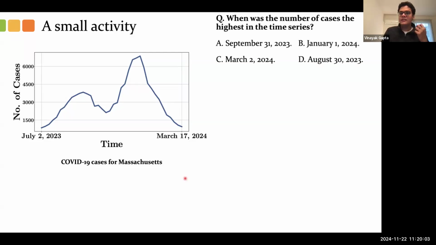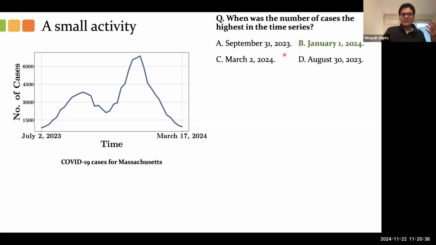The first question: when was the number of cases the highest? Around this time, right? Around this time, the cases were highest. So what's the most apt time where we can approximate that the number of cases was highest? Since this was March, this seems to be closer to March. I would say Jan, right? Which is actually the right answer. So any human can actually pinpoint what the right answer is.